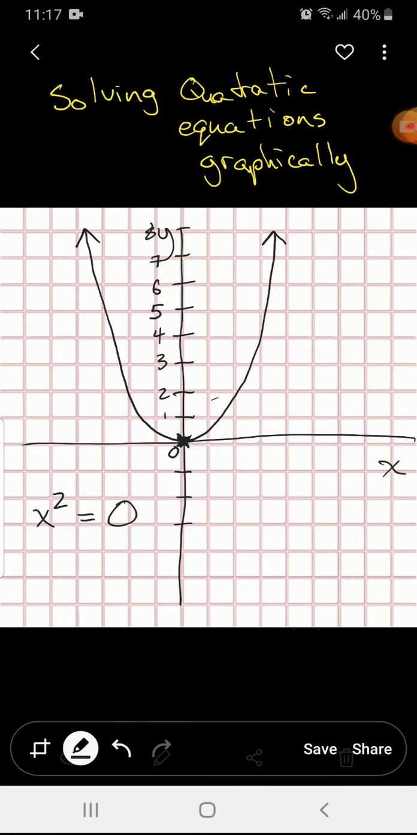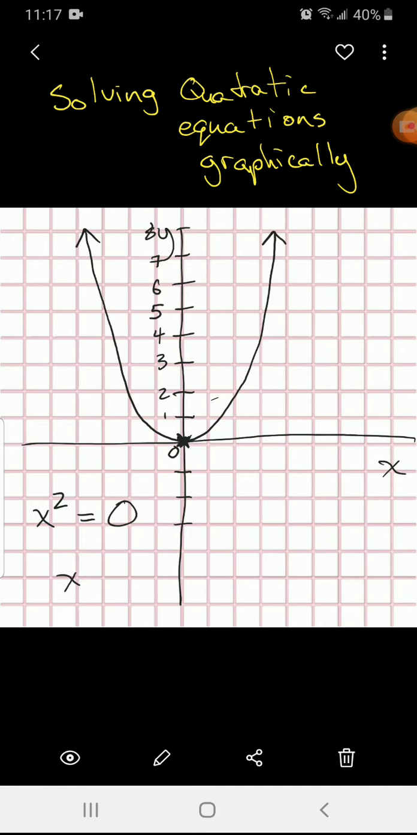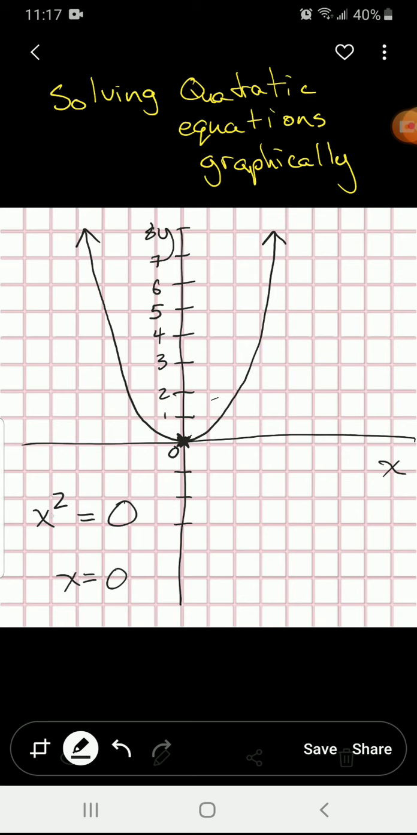It's equal to 0 at x equals 0. So x squared is equal to 0 right here when x is equal to 0. Okay, so that's what it means graphically. We're just looking where it touches 0.